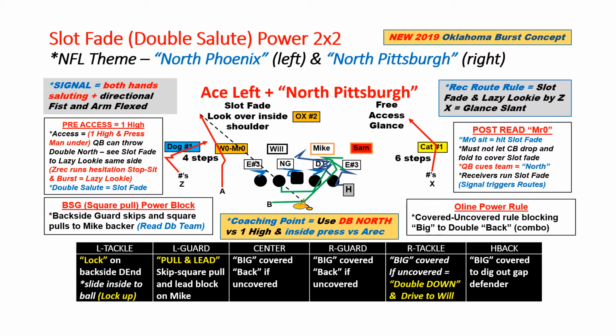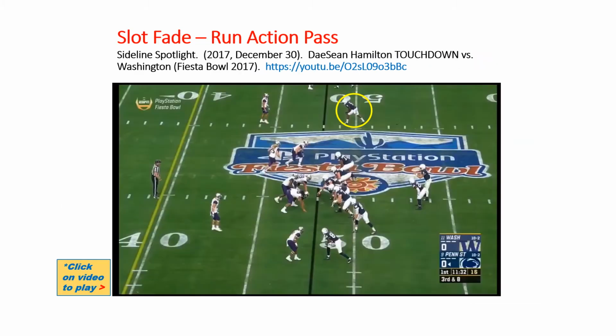So again, we're going to run power here. We'll get our rocker fake. If he has free access, we can just throw the glance to the X. But ideally here, we just want to read that safety and then go to the dog on the backside going high-low with the A on the slot fade to the Z underneath.